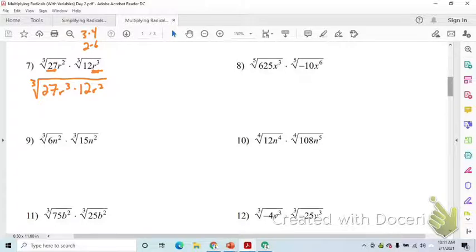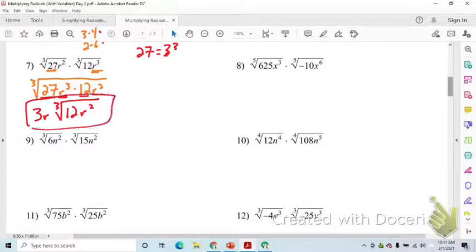Now, 27 is the same thing as 3 to the third. So I have to remember that. What is the third root of 27? It's 3. What is the third root of r to the third? It's just r. Those are the only two things that you can take the cube root of. Now, in here, we can't break down the 12 anymore. No cubes are there. So the 12 stays. R squared is less than r to the third. The exponent is less than 3. So r squared stays right in there. All right, so that's how we deal with the variables there and there.